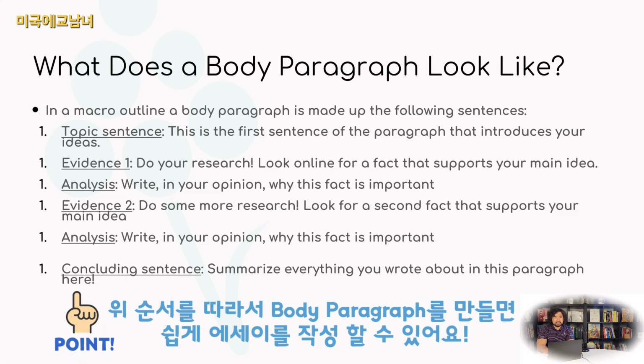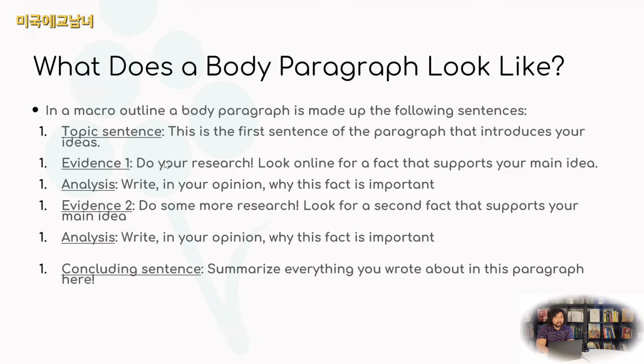Just like the first evidence, after evidence 2, we need analysis, which is to write in your opinion why this fact is important. Then lastly, we need a concluding sentence. It summarizes everything you wrote about this paragraph. So as you can see, we have 1, 2, 3, 4, 5, 6 elements in one body paragraph. Just like math, you can remember these as a formula. Every paragraph we expect, especially body, we expect you to follow this pattern: topic sentence, evidence 1, analysis, evidence number 2, analysis, and concluding sentence.